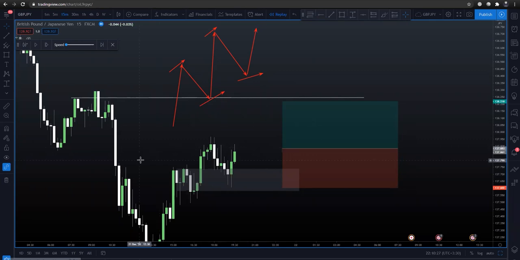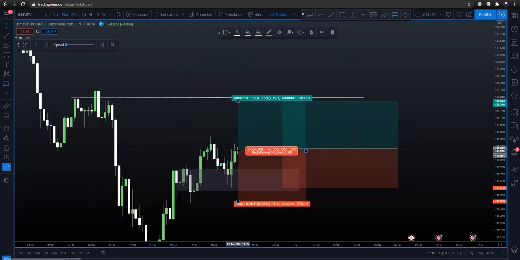Okay, so now, let me remove it. If you wanted a better situation, a better trade, you could enter the market now. The stop loss could be tighter, about below that area.